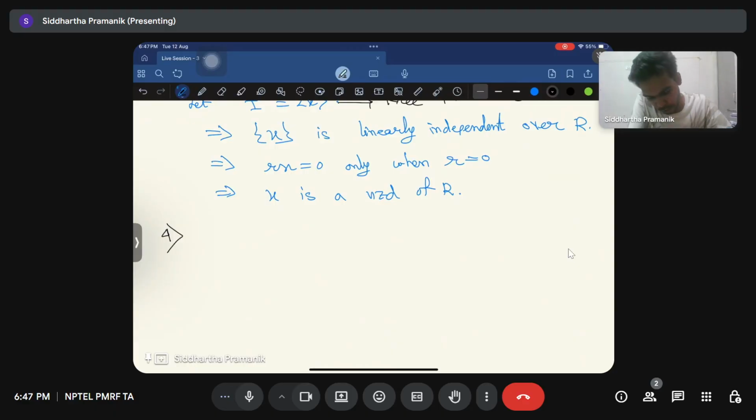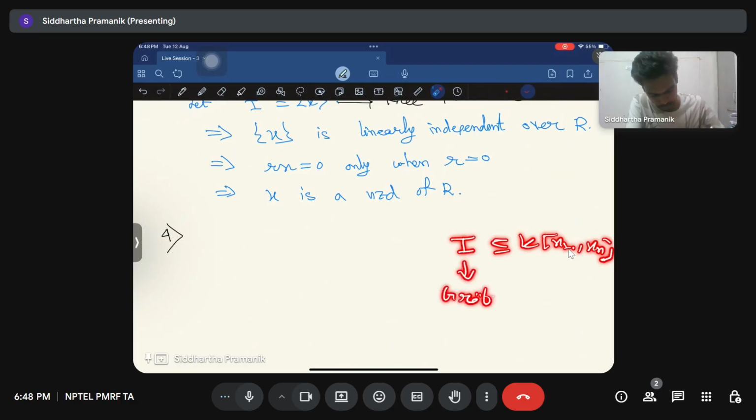So if we take an ideal I in a polynomial ring k[x1, ..., xn], we know how to find a Grobner basis for I by using Buchberger's theorem or algorithm. But when I is a principal ideal, in that case, it is very easy to find a Grobner basis. So let's see how.